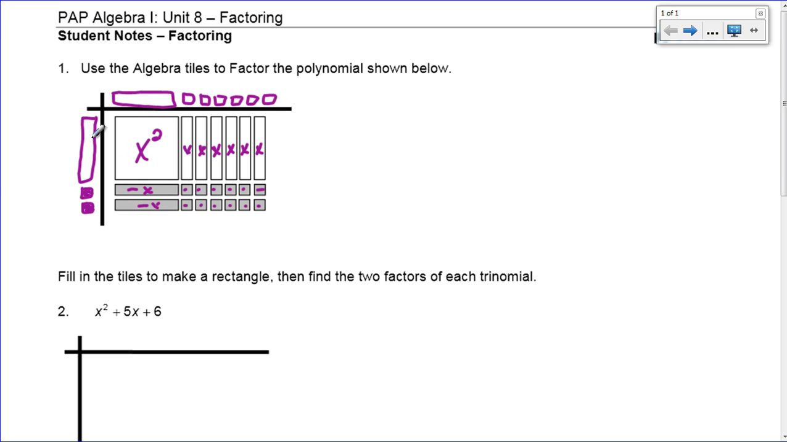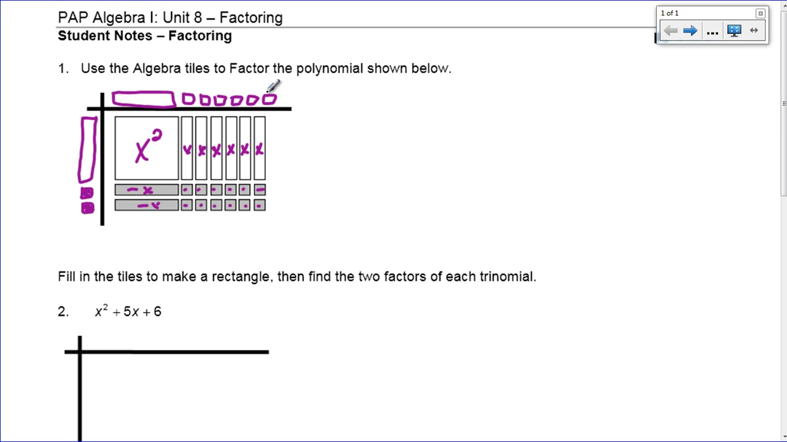And so they line up. And if I go double check, okay, so x times x is x squared, x times 1 is x, and I do that 6 times, and then negative 1 times x is negative x, negative 1 times x is negative x, and then the negative 1 times the 1s makes negative 1s, and so it does work out. And so now I got to write down what my factors are.